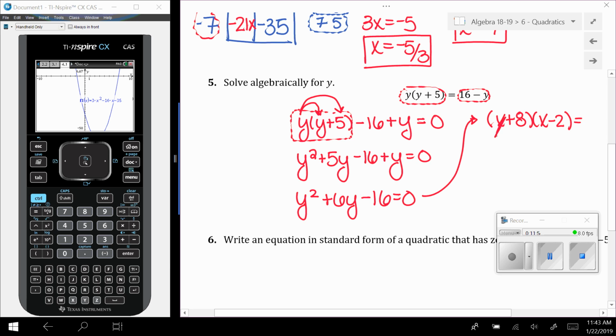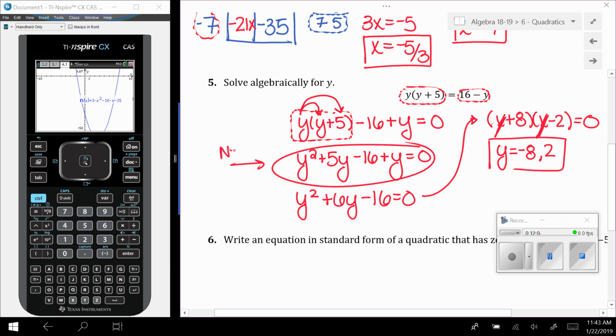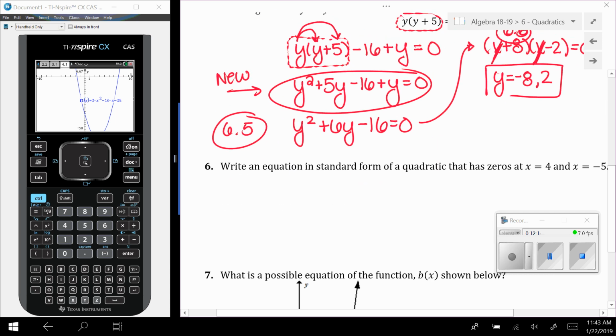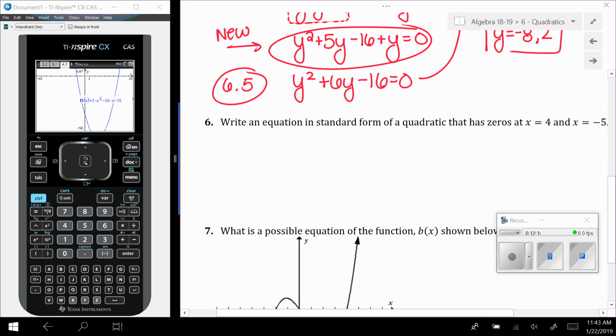I changed the y's to x's. So here is the factored form. And then last but not least, you set each piece equal to 0. This is the only new thing. The rest of this is from 6.5 where you factor and then you set each piece equal to 0. So the new thing is figuring out how to set these equal to 0.